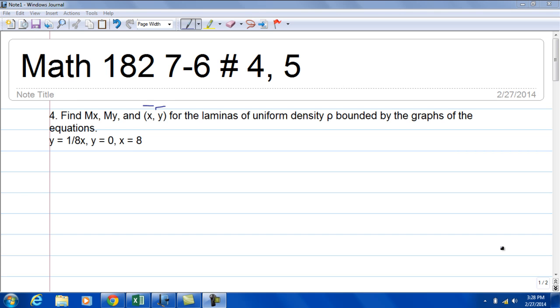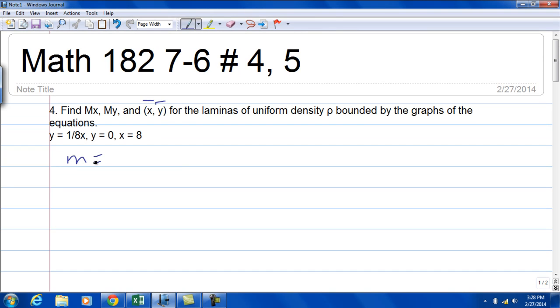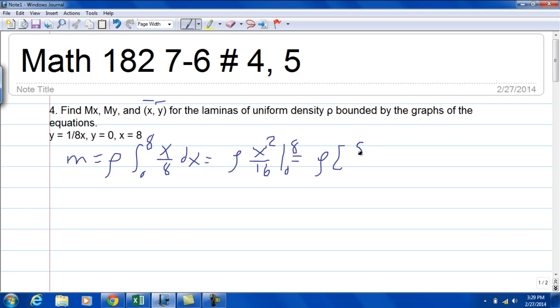So first we'll find the mass. Mass will equal lambda, integral from 0 to 8 of our y equals 1/8 x, so we just call that x over 8, dx, and that's going to be lambda x squared over 16 from 0 to 8, which is lambda times 8 squared over 16 minus 0 squared over 16. 8 squared is 64. 64 divided by 16 is 4. So 4 lambda.